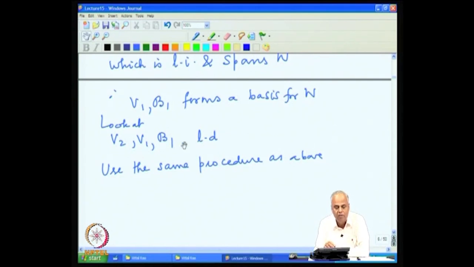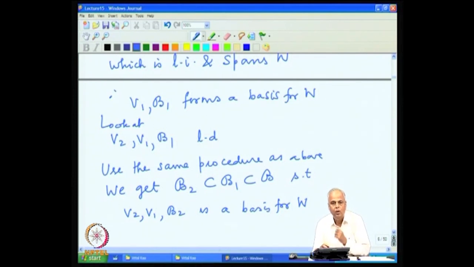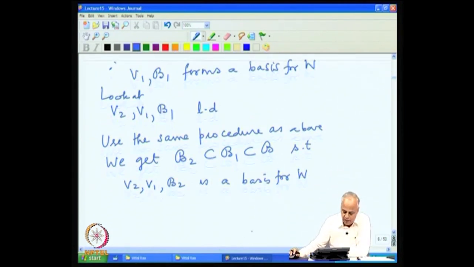So, again the knocking out of vectors will take place only from among the B vectors. By using the same procedure, we now get a subset B2 of V1, which is itself a subset of B, such that V2, V1, B2 is a basis for W. Now, B2 would have been obtained from B by knocking out at least one vector in the first step when V1 elbowed in, and one vector when V2 elbowed in. So, at least two vectors from B would have been knocked out to get B2.